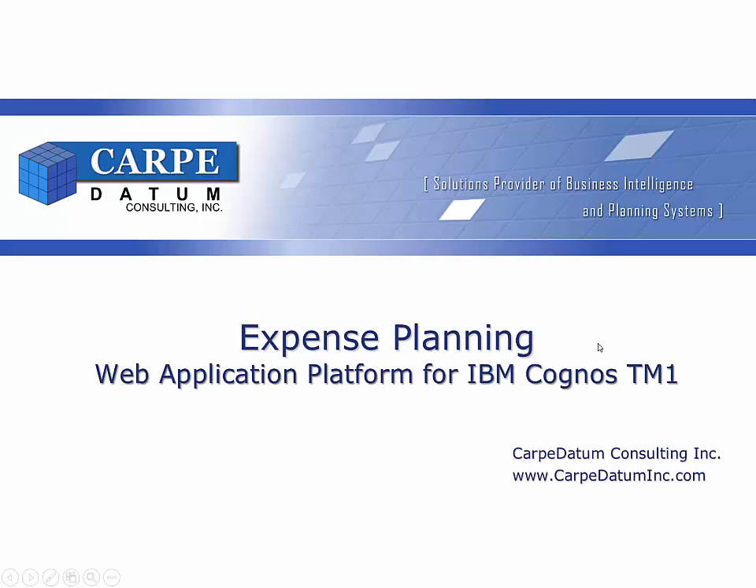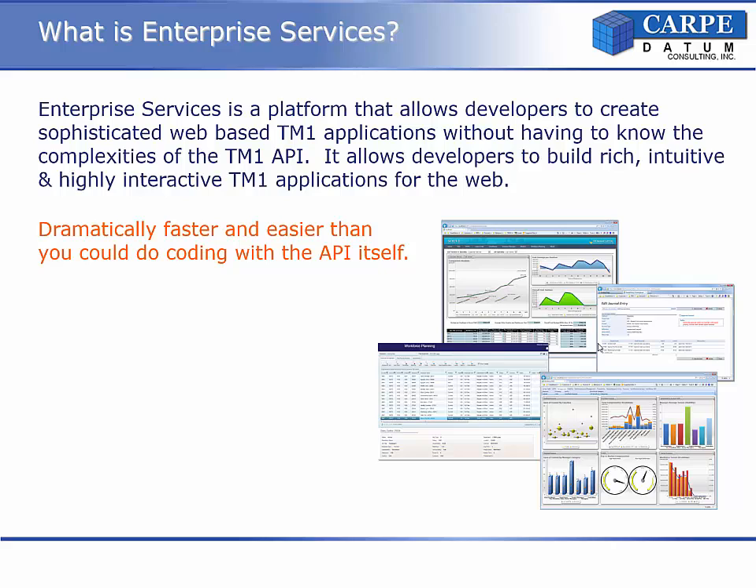Today, I would like to briefly walk you through some of the features and capabilities of an expense planning module CarpeDatum has developed utilizing IBM Cognos TM1 and Enterprise Services. Over the years of developing and deploying TM1 planning models, we have found that having an easy-to-use guided user interface makes it easy for non-sophisticated users to navigate and manipulate data. Consequently, we've created Enterprise Services.